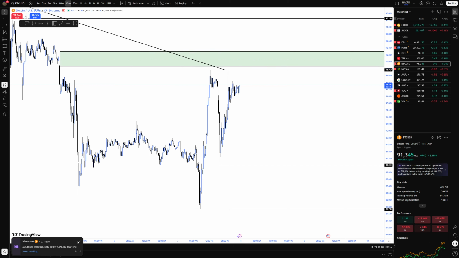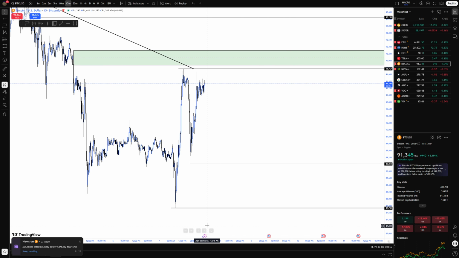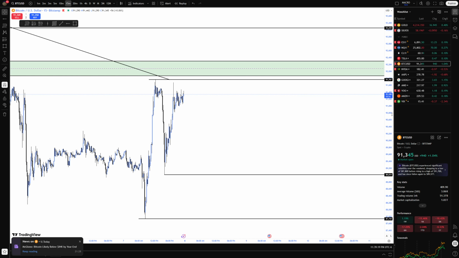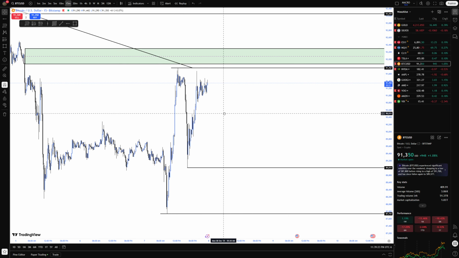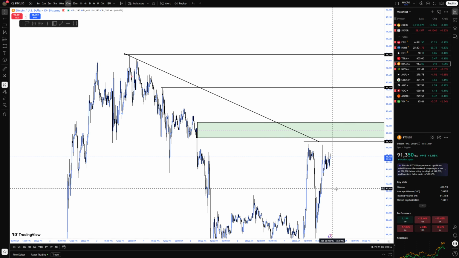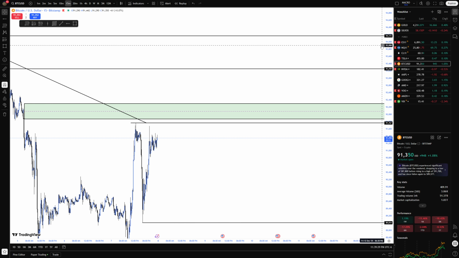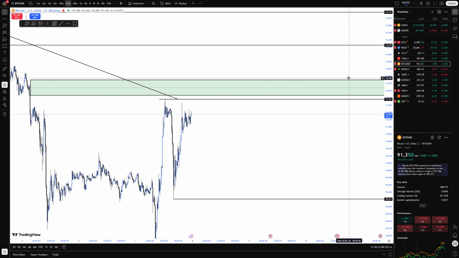Also, I forgot, these black lines are just 4 hour highs and lows, because I always mark out my 4 hour highs and lows. Doesn't matter what I'm trading. So 4 hour draw on liquidity to the downside, and then two 4 hour orders to the upside. And that's pretty simple for what I'm looking at for today.